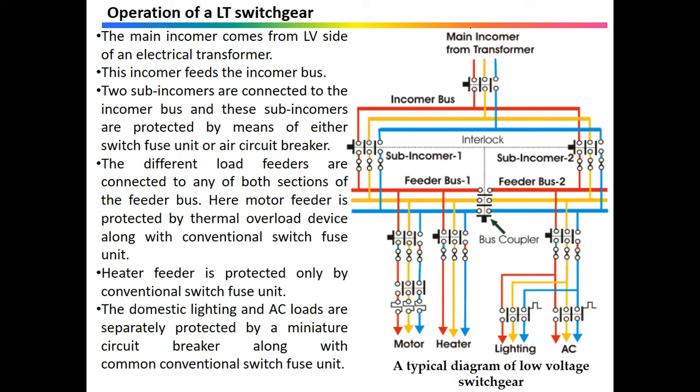Here you will see that this main incomer comes from the LV side. This is the low voltage side of the electric transformer, and this incomer, through an electric isolator as well as an MCCB, may be put, but which is not shown in here, to feed the incomer bus. So this main incomer first feeds this incomer bus with the help of the MCCB.